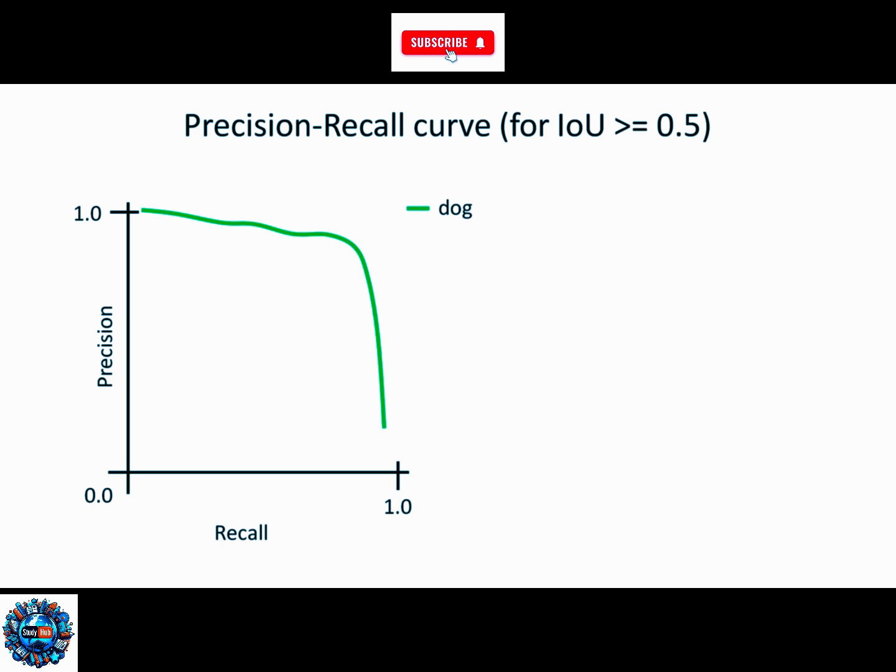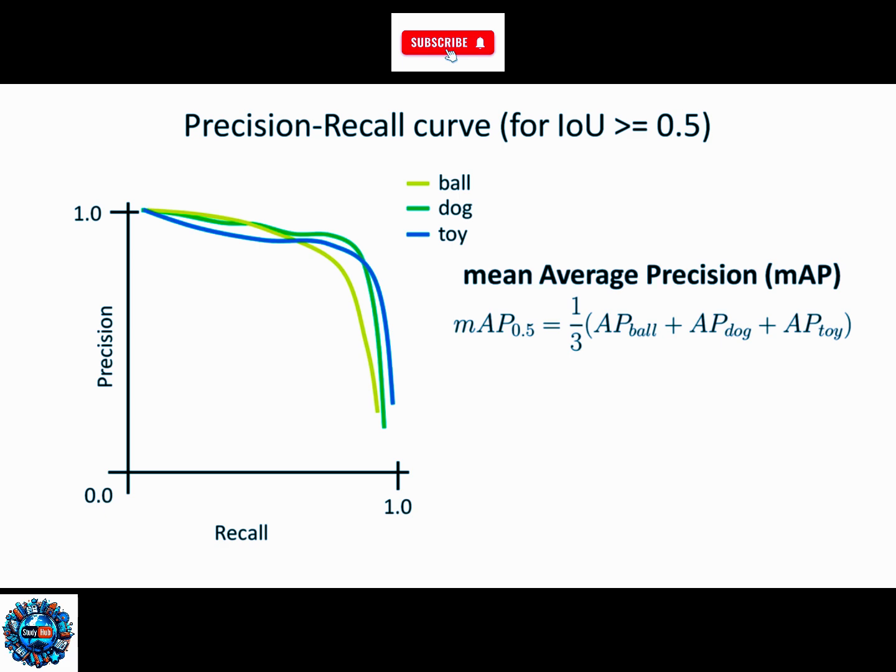Remember that this is a plot from the perspective of just one of our classes. We would need to generate precision recall curves for all the other classes that our model is capable of identifying. In this case, we would create a precision recall curve for the ball as well as for the tug toy, and they might look something like this.